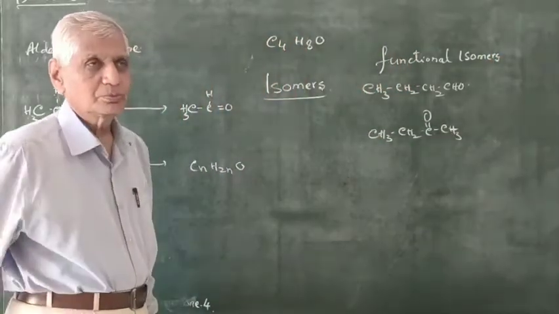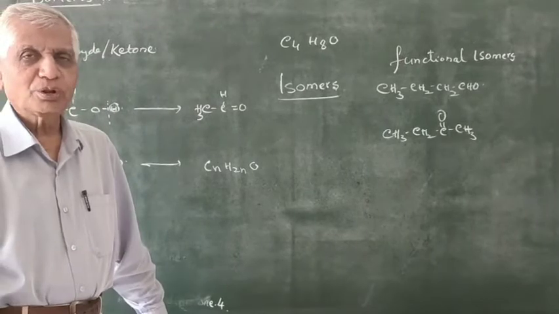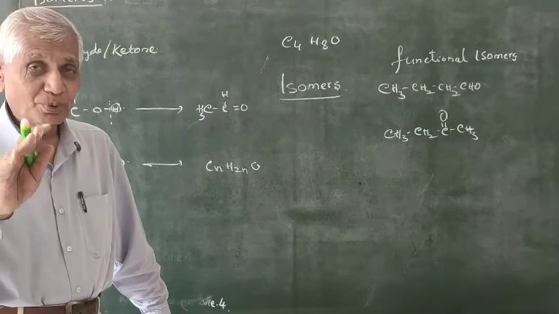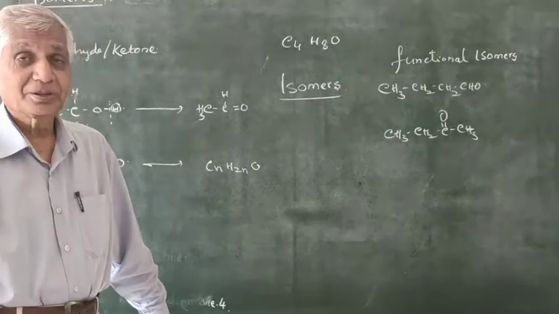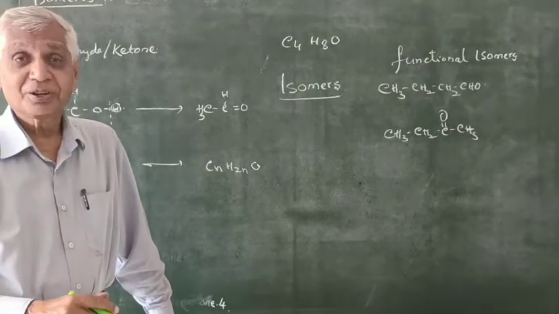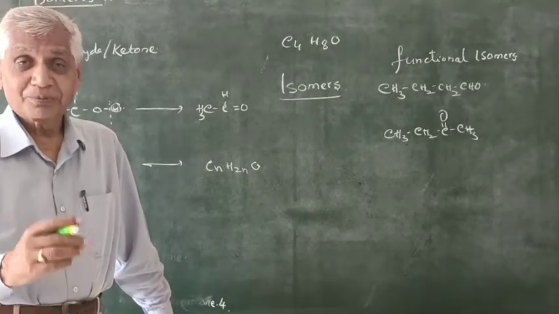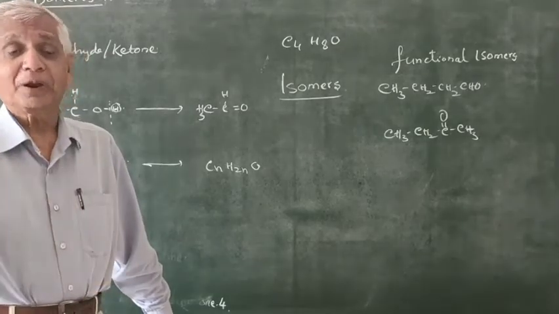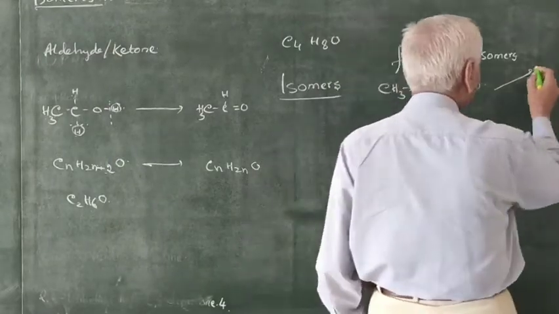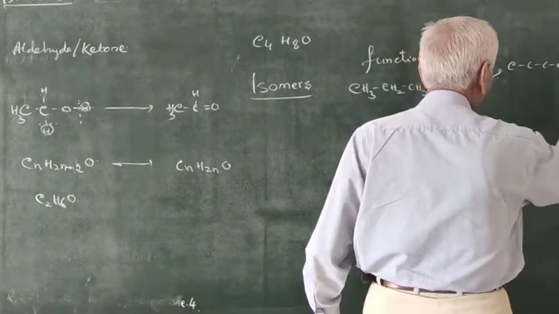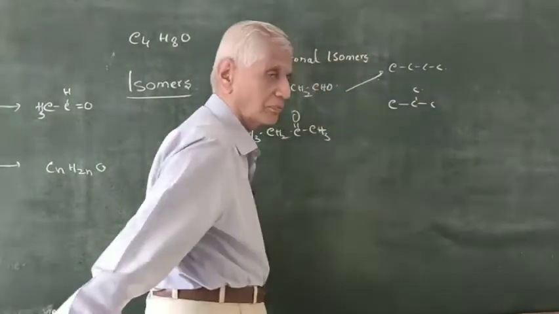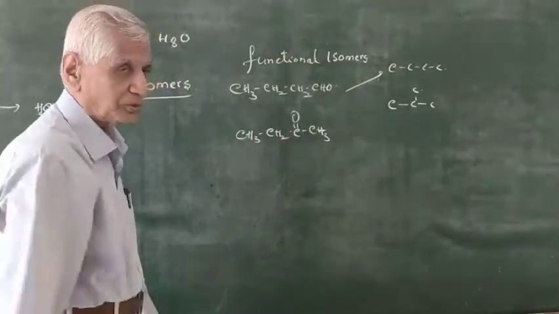When the compound contains more than 3 carbons, 4 or more, it will have different types of isomers. Chain isomer: 4 carbon atoms may be connected in 2 different ways. As I told here, these are 4 carbon atoms. They may be connected in this way or in this way. Therefore, it will show this chain isomer.